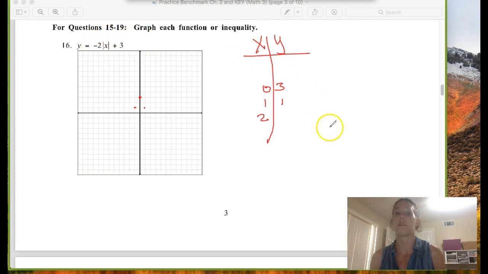Negative 4 plus 3 is going to give me, sorry, I'm being distracted by the children.